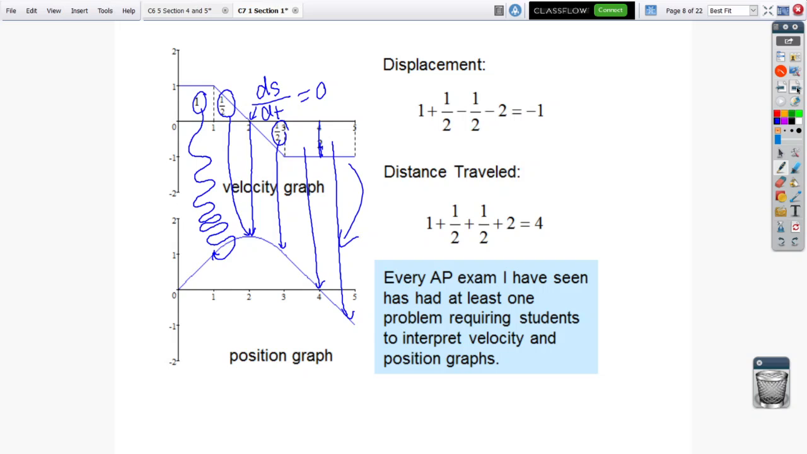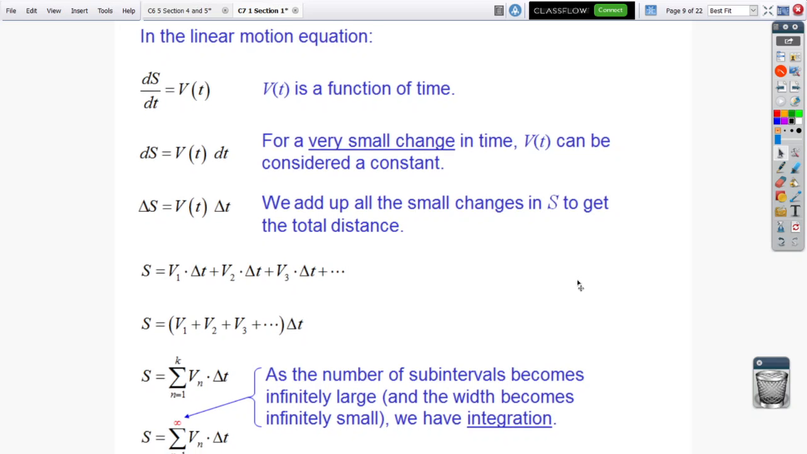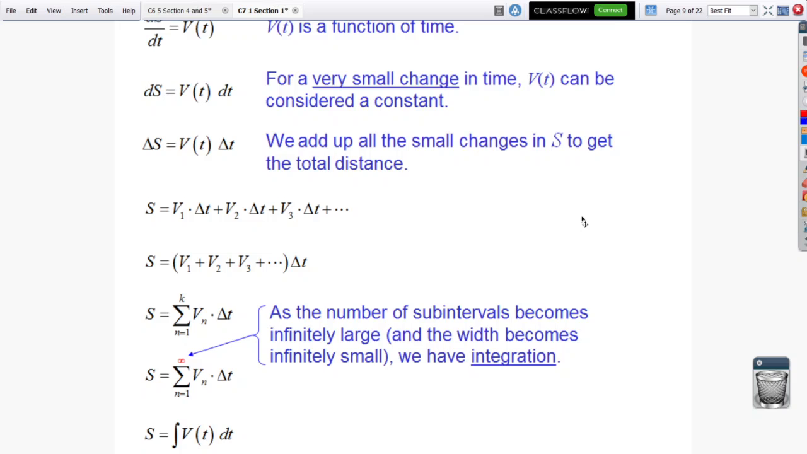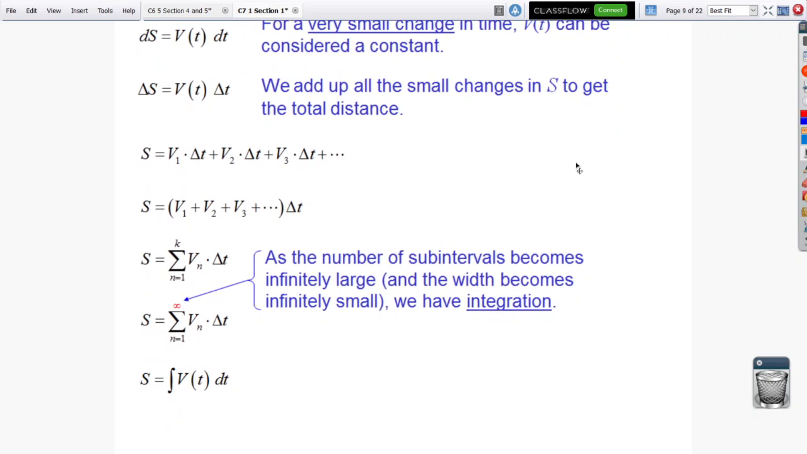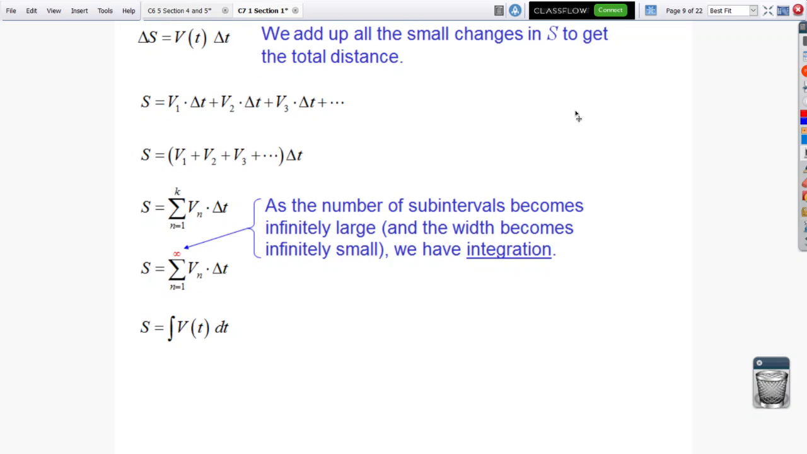Okay, so here is just a nice way of summarizing it. The linear motion equation, ds/dt is equal to v of t. v of t is a function of time, so ds equals v of t dt. Delta s is equal to v of t delta t. S is equal to the sum. We change to infinity, which makes it an integral. So what you need to know now is your position can be determined from the integral of your velocity.